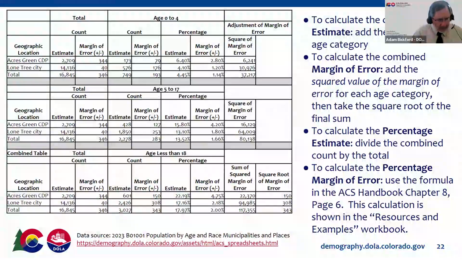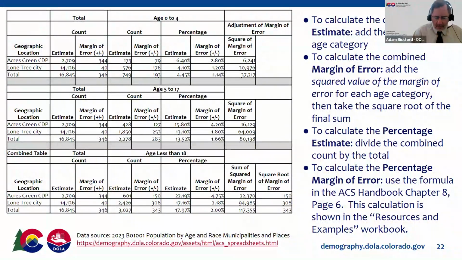So what I would tell people then to answer this question, what percentage of the population of Acres Green and Lone Tree is under 18? I would say, well, it's about 17.97%, about 18% with a margin of error of 2%, which means that it's kind of between 15 or 16% and 20%, more or less. So that's kind of the example of how you would go ahead and manipulate this stuff.